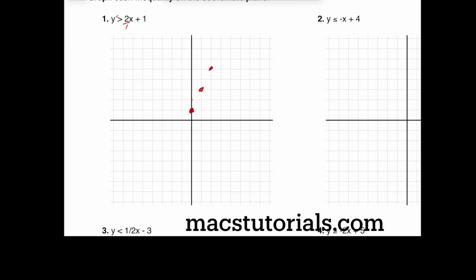Now, if I take a look at this right here, there's no equal sign. So my line is going to be a dash. Okay, so that's very important. If you do a solid line, you're going to get some points taken off.